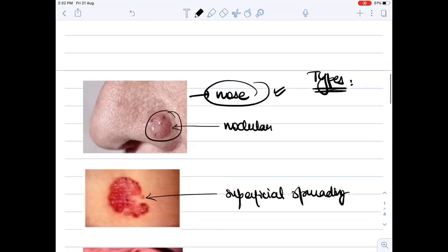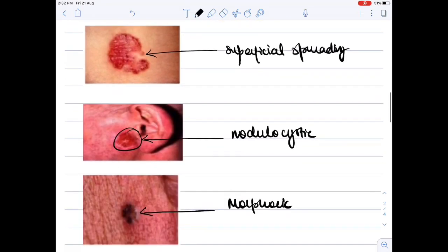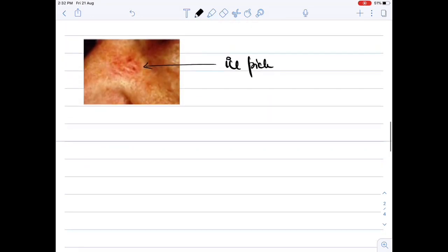These are the main types, and the most common is nodular type. So this must be remembered. Nodulocystic is also very common, but the most common type is nodular type. Also, it can present as ulcers, and the most common type of ulcer, as we already discussed, is the rodent ulcer, which is located mostly in the upper part of the face.